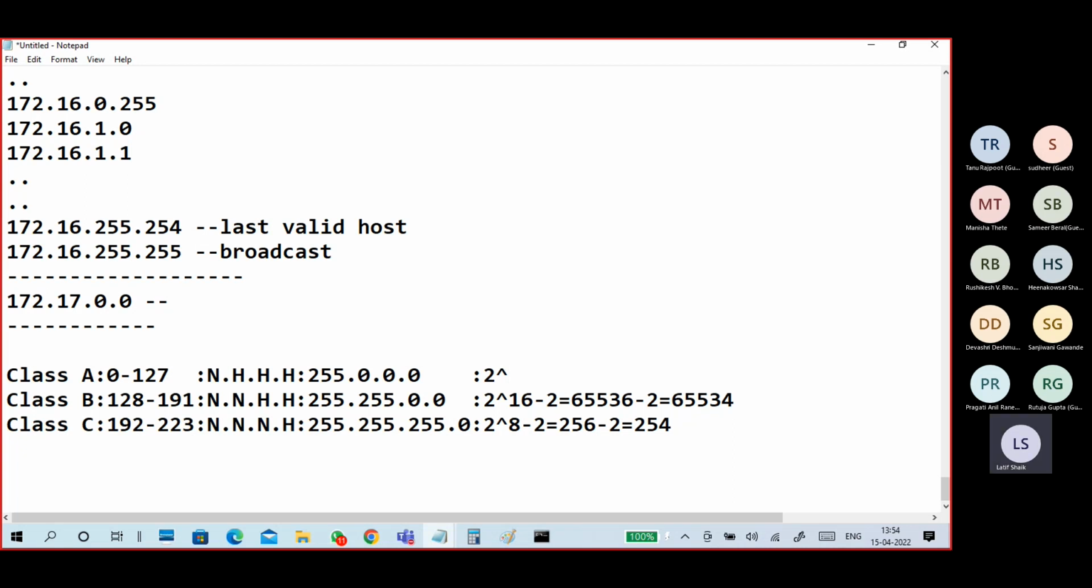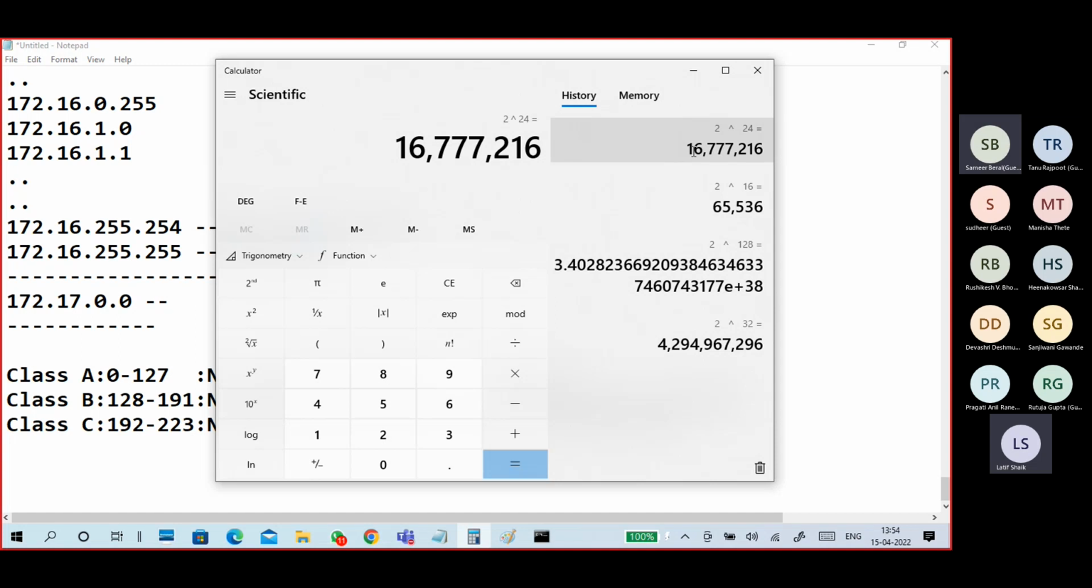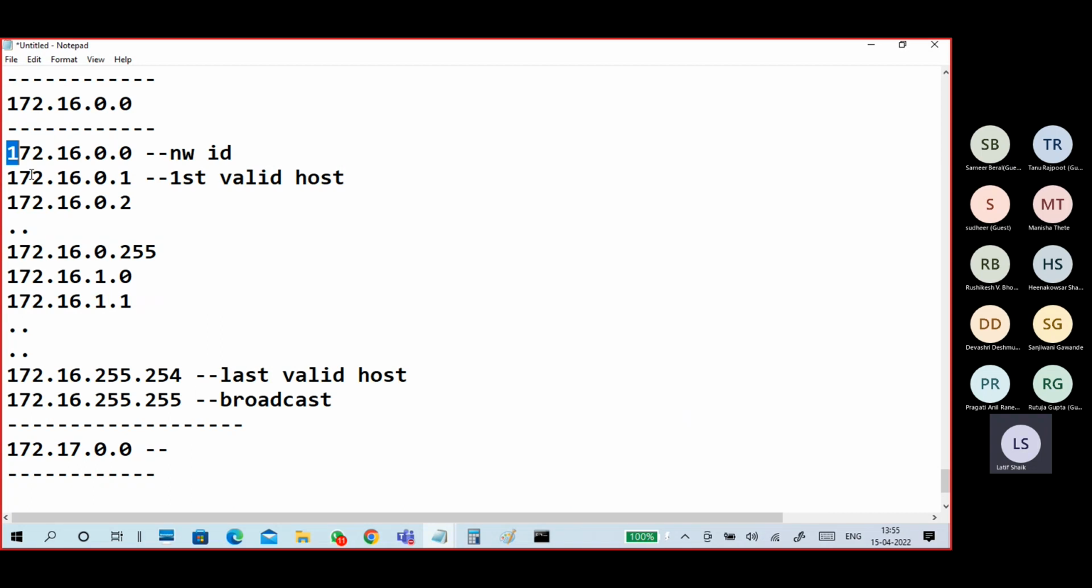Now class A, the number of host octets is 3. So 24 bits, 8 into 3, minus 2. It is around 16,777,216. Otherwise we can calculate. These many IP addresses you'll get, 16,777,216. Minus 2 again, 16,777,214 hosts we can connect in the single network.